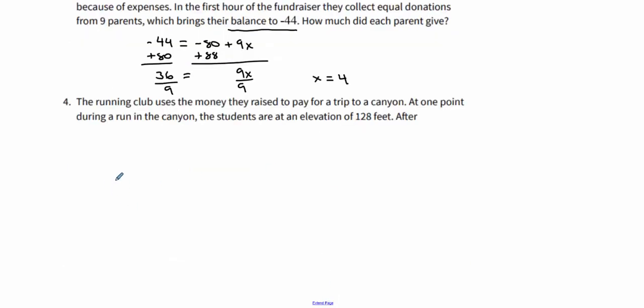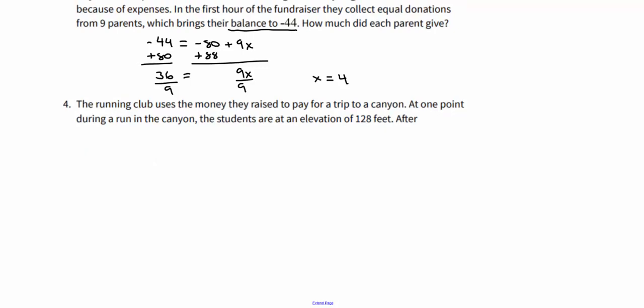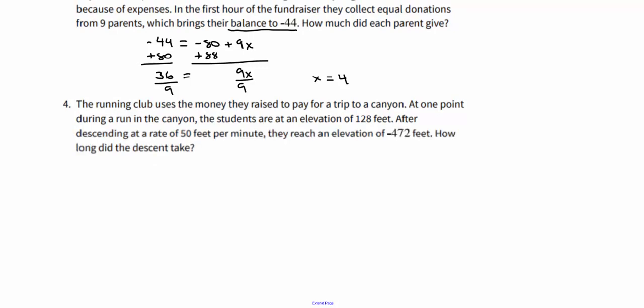Number 4. The running club uses the money they raised to pay for a trip to a canyon. At one point during a run in the canyon, the students are at an elevation of 128 feet. After descending at a rate of 50 feet per minute, they reach an elevation of -472 feet. How long did the descent take?